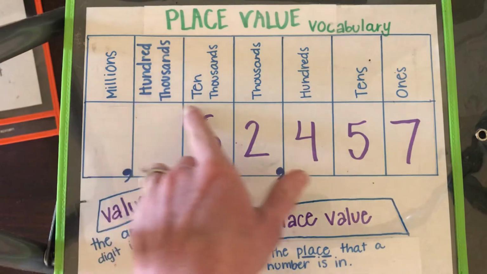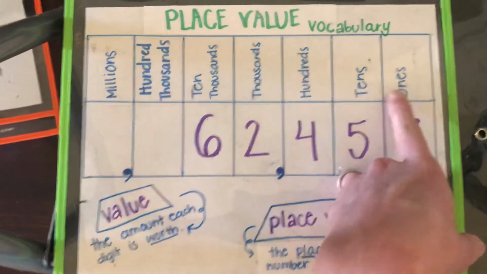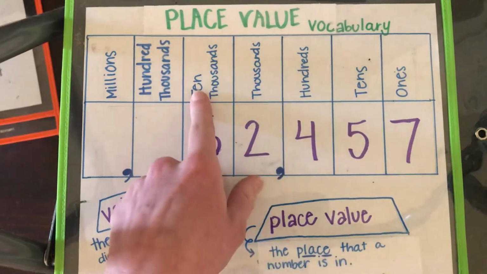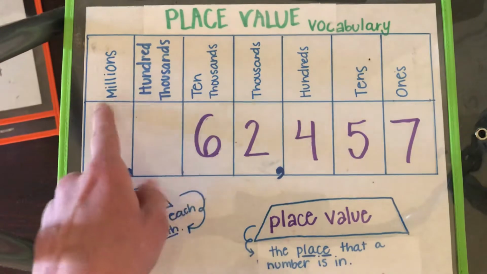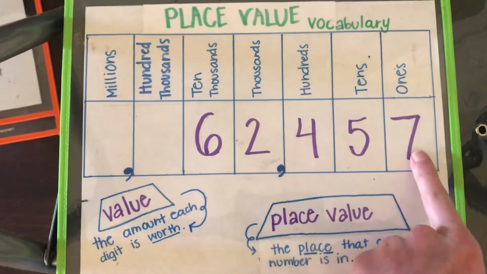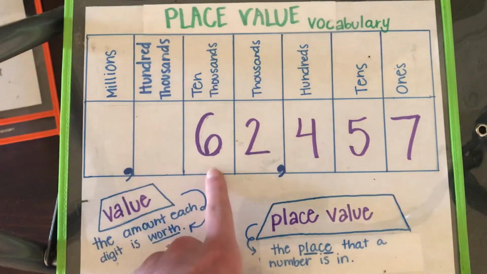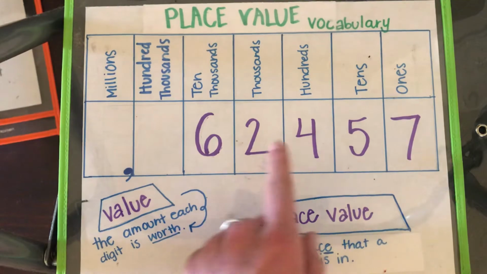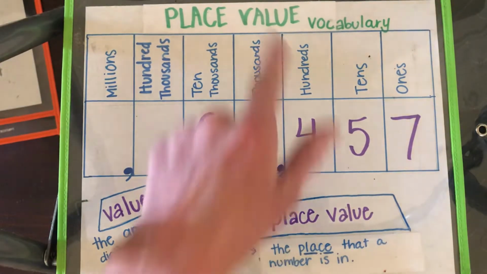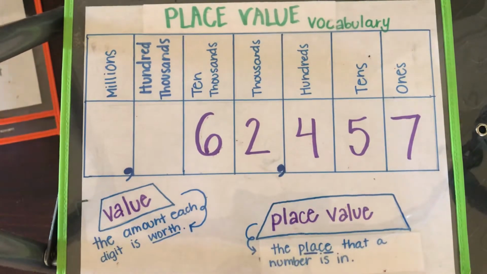But you will see that I've made this chart for us so that we can see our ones, tens, hundreds, thousands, 10,000s, 100,000s, and millions place, okay? I did just write an example number here, and the way that you would say this number would be 62,457.